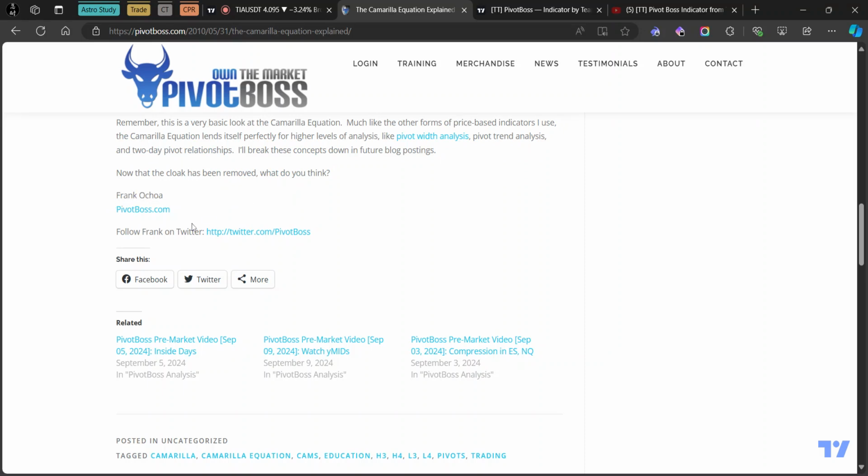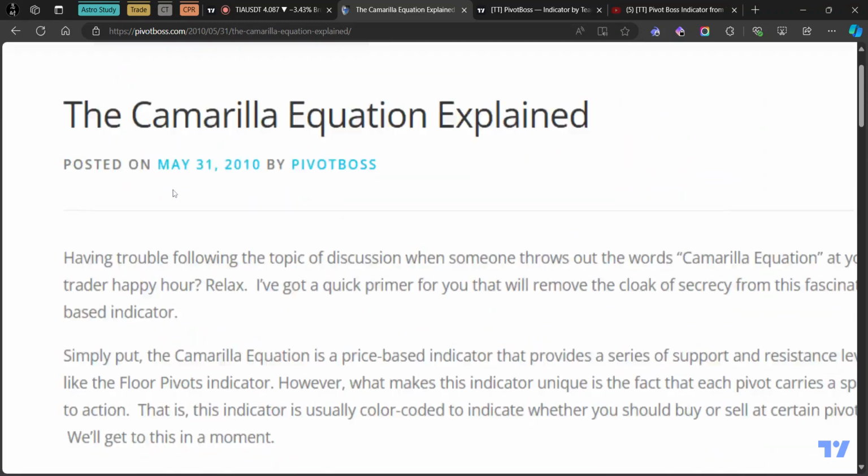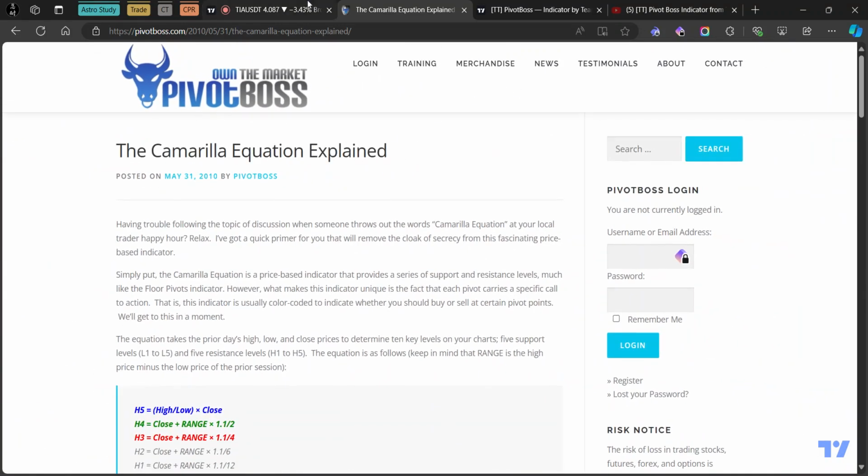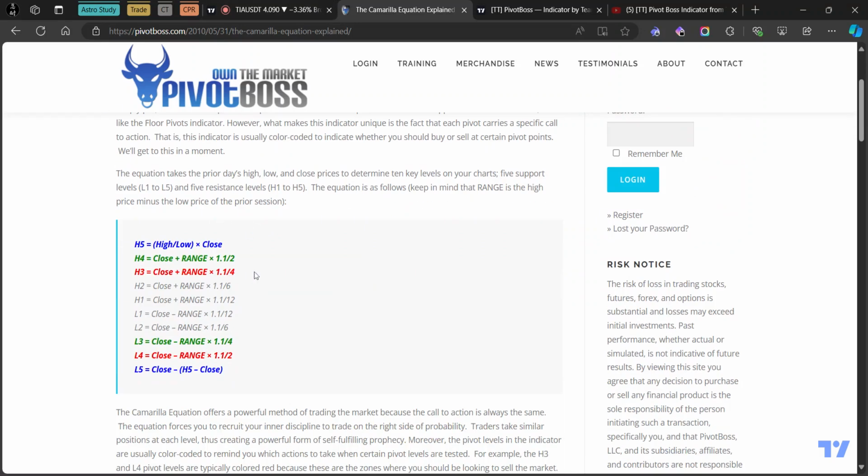When you talk about SMC, the smart money concept, institutional concepts, there is one name that comes to mind, that is ICT. Similar to that, Frank Ochoa is one of those OGs, one of those strategy creators. Now, this article was written in 2010. This is the reason why I said that it's not some kind of secret strategy or anything like that. This is the strategy that he had shared, and this is the idea.